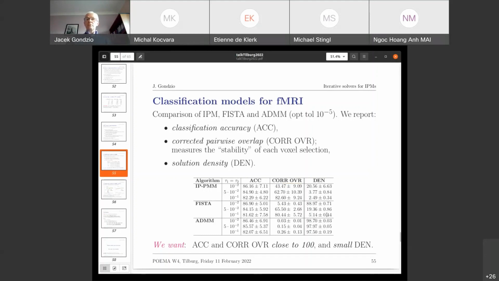If you look at density, ADMM is completely unable to detect sparse solution. This is the sparsity 97, 98%, which means the solution is completely dense. Almost all variables are non-zero. Interior point method spots very well density, sparsity, I mean, produces solutions which have only 2.5 or 4% of non-zero entries. For tau equal 10 power minus 2, which means lower penalty for sparsity, of course, more entries are present in the vector.